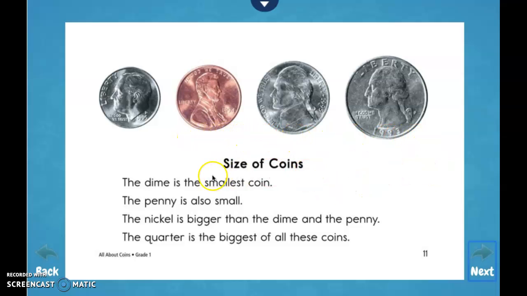We're going to talk about the size of coins. The dime is the smallest coin. The penny is also small. The nickel is bigger than the dime and the penny. And the quarter is the biggest of all these coins.